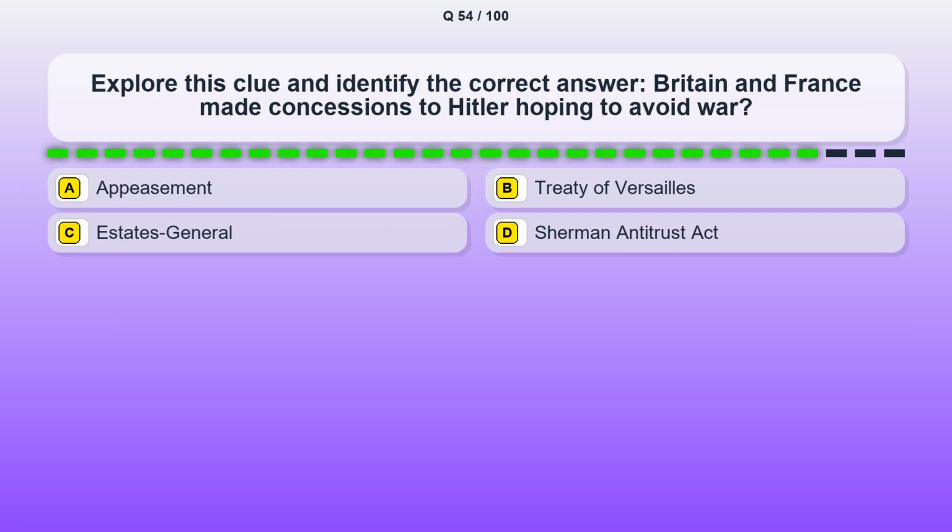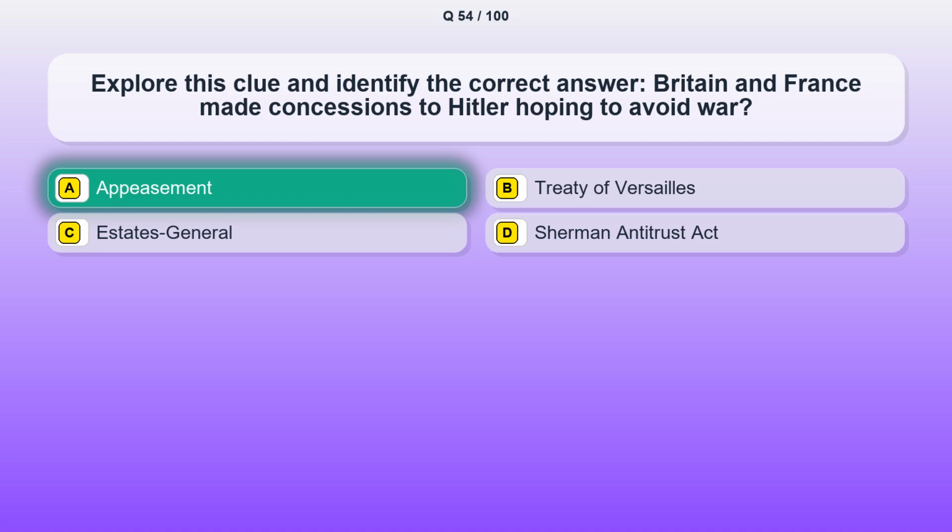Question 54. Explore this clue and identify the correct answer. Britain and France made concessions to Hitler hoping to avoid war. Option A, appeasement. Option B, Treaty of Versailles. Option C, Estates-General. Option D, Sherman Antitrust Act.